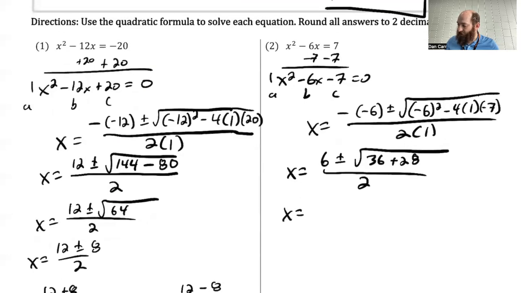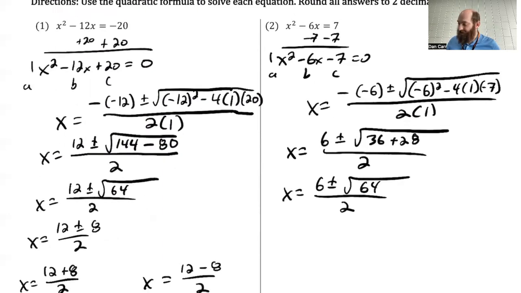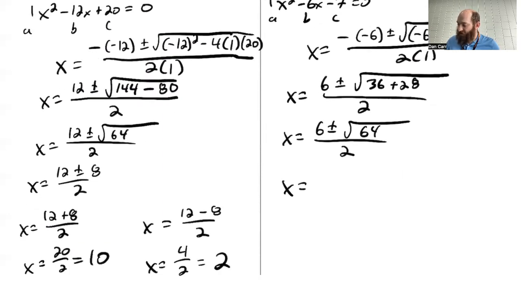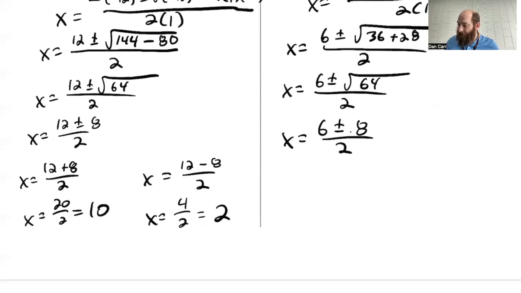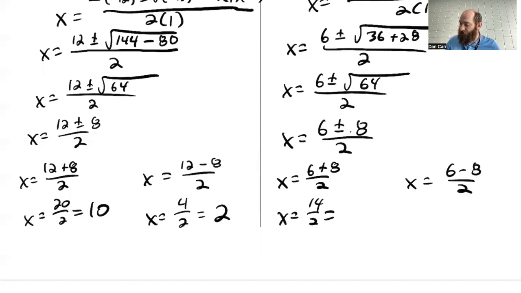All right, so x is equal to 6 plus or minus the square root of 36 plus 28, that's 64 again. Okay, how about that? So this turns into x equals 6 plus or minus 8 over 2. Same as before, I'm going to split it up into 2 options. x equals 6 plus 8 divided by 2, or x equals 6 minus 8 divided by 2. So I have 14 divided by 2 for 7. And for the second option, I have -2 divided by 2 for -1.